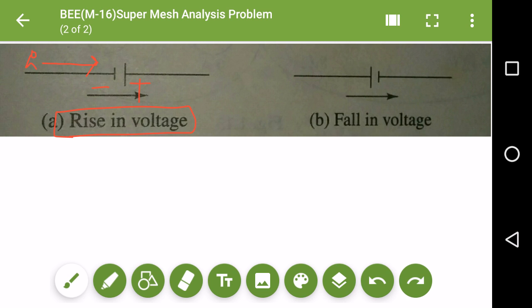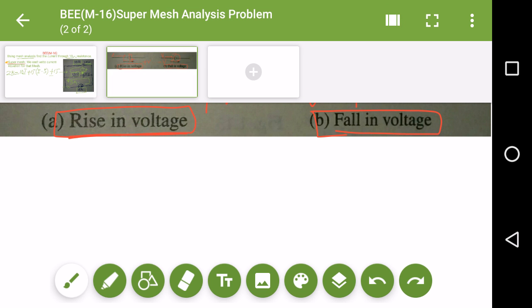When the entering point is negative while the leaving point is positive, the rise in voltage or fall in voltage depends upon the exiting point. If you exit from the battery from the positive terminal, then the rise in voltage will happen, and you will write this battery as plus V. Similarly, if I am walking through this path and my entering point is positive and my leaving point is negative, then the fall in voltage will happen, and I will represent this battery as minus V.